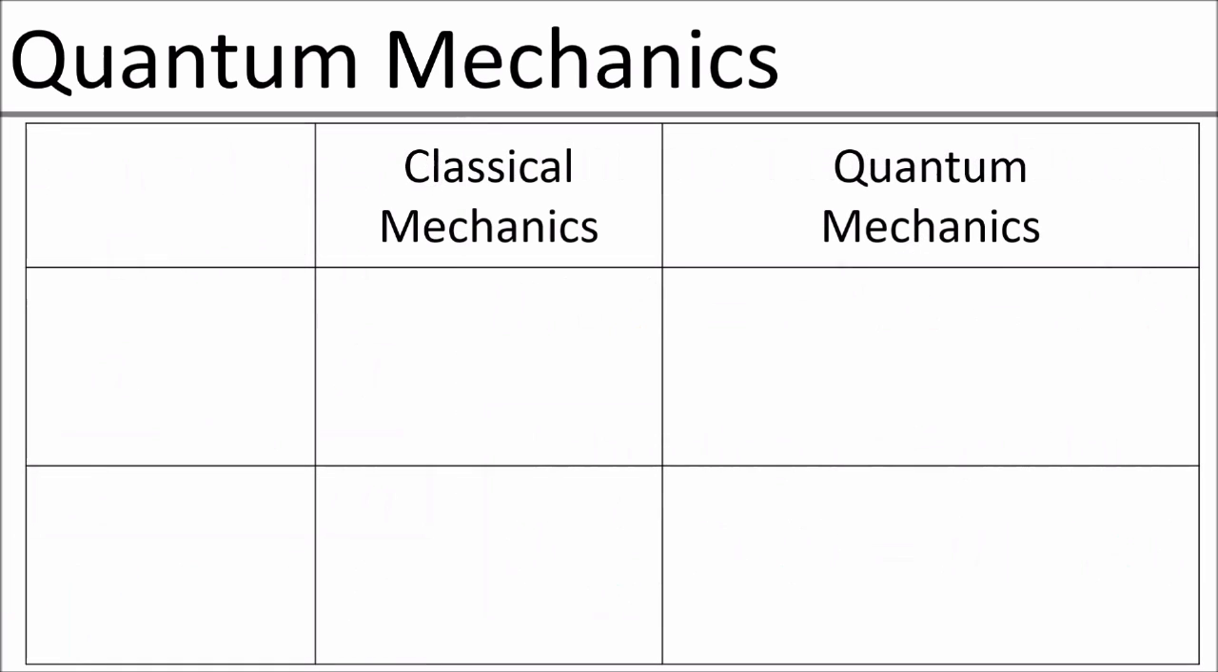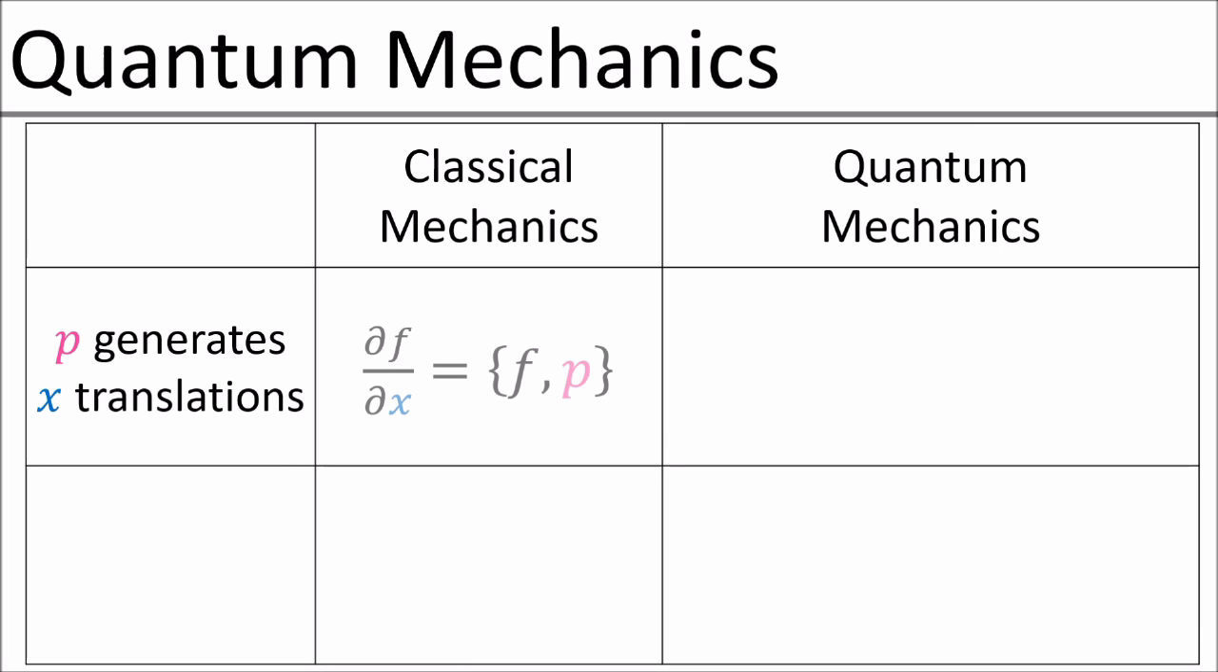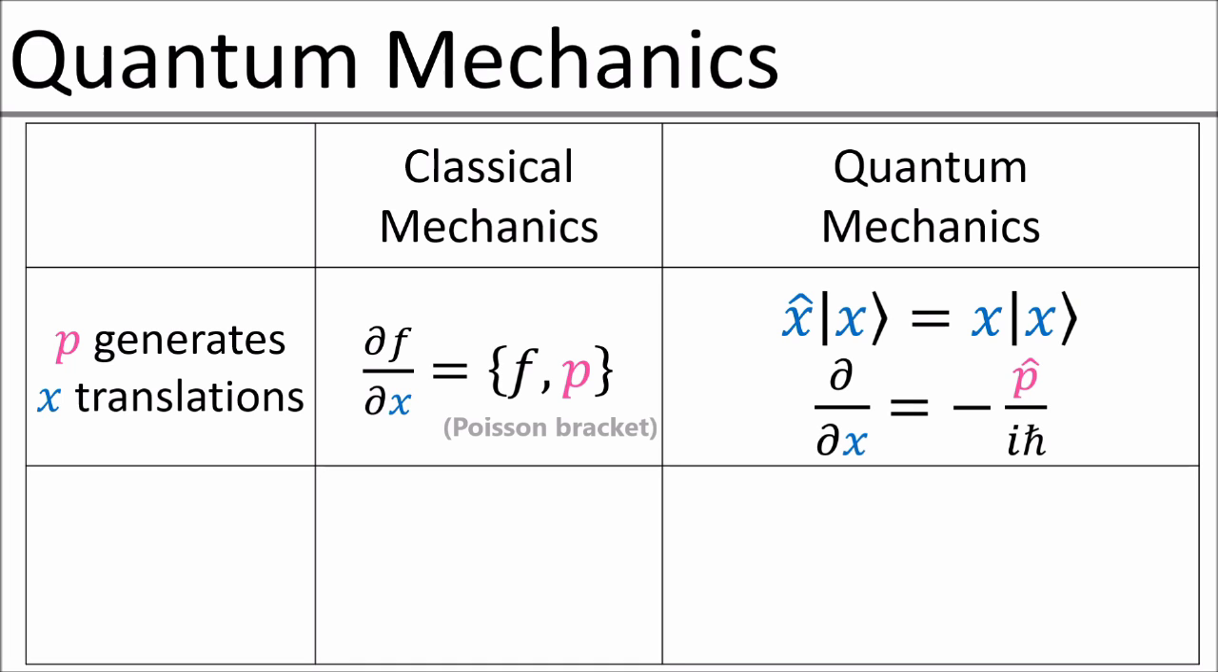Now, I mentioned that classical mechanics tells us energy generates time translations. It's also true that momentum p generates space translations in x. This means for position wave functions, where the x operator is simply the x variable, the momentum operator divided by i h bar will give us a generator for space translations, which is the partial derivative in x.